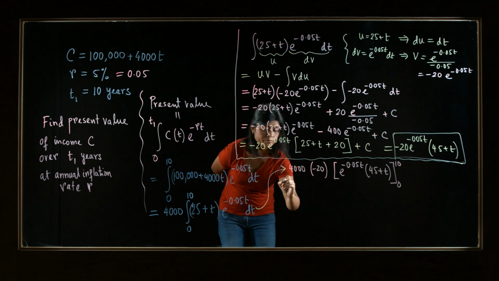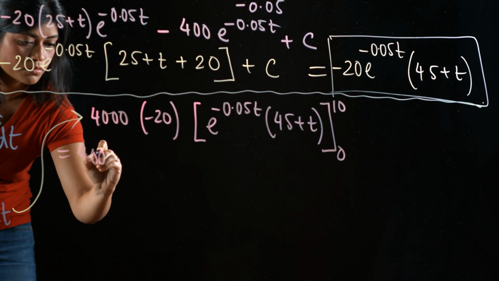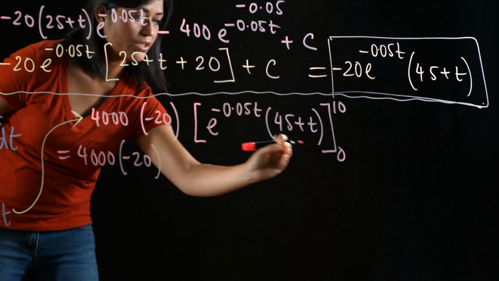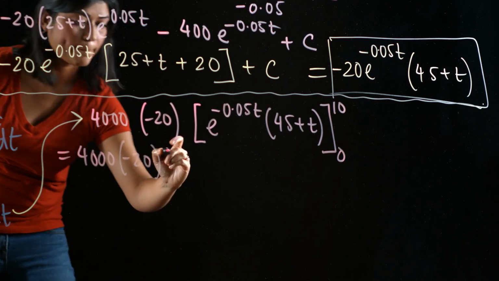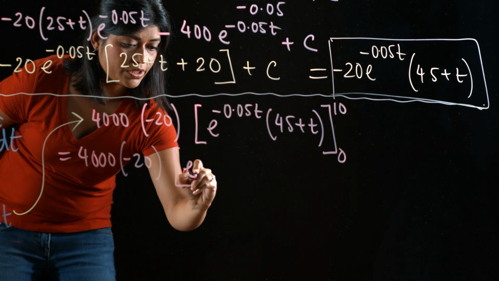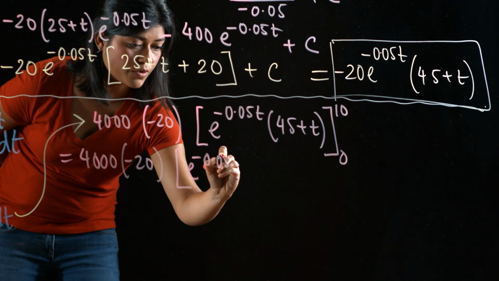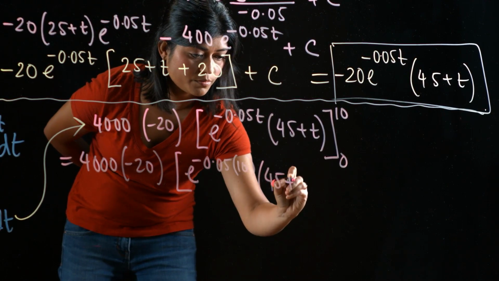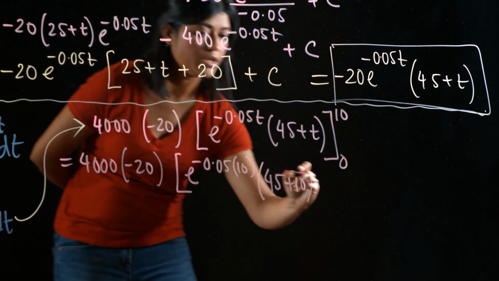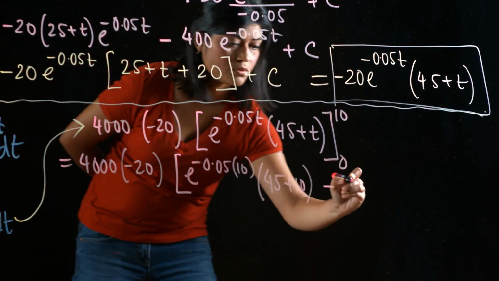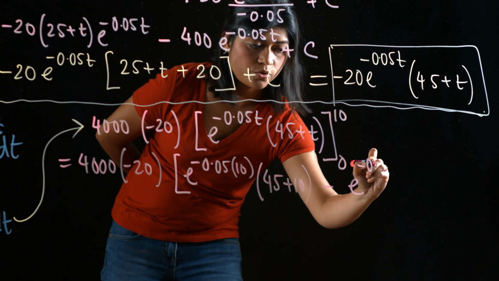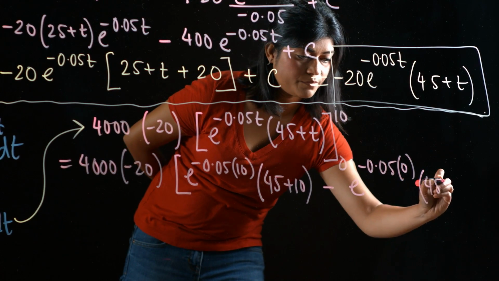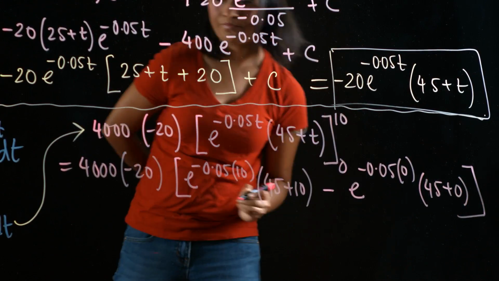All right. Leave this as it is, plug in 10 for t, then plug in 0 for t and subtract them. So you have e to the power -0.05 times 10 times 45 plus 10, and then minus, you plug in 0. So e to the power -0.05 times 0 times 45 plus 0.